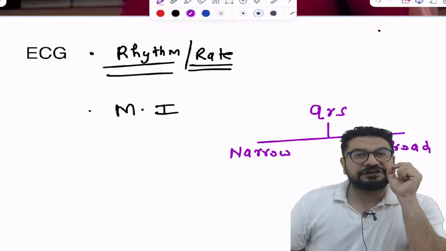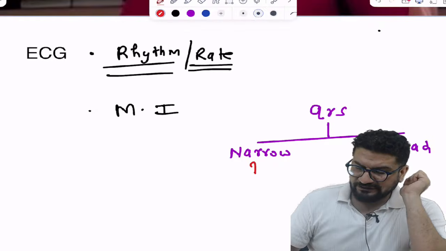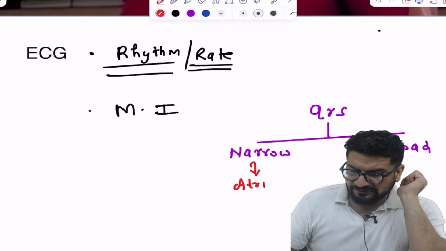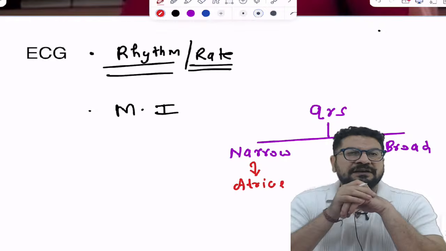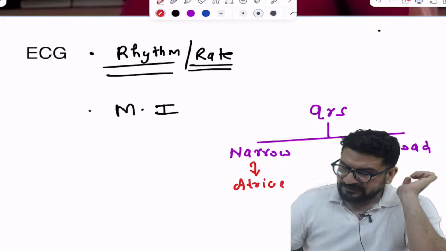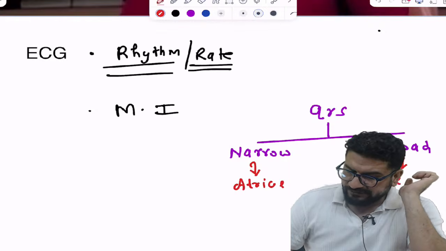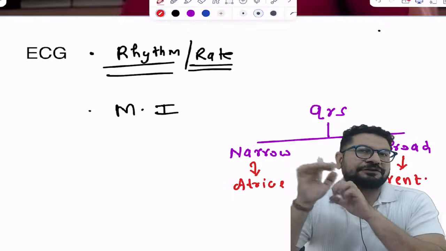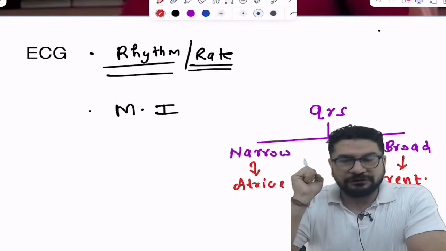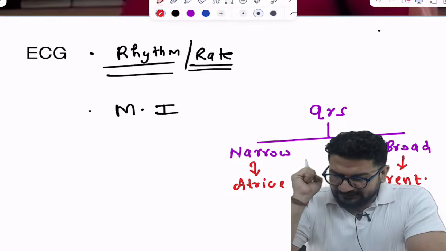So understand this thing, when QRS is narrow, so mostly it is atrial arrhythmia. So it means they are talking about atrial arrhythmia. And when QRS is broad, they are talking about ventricular arrhythmia. So this should be the hack that you should know. So we should focus on QRS. So now try to understand this thing one by one.